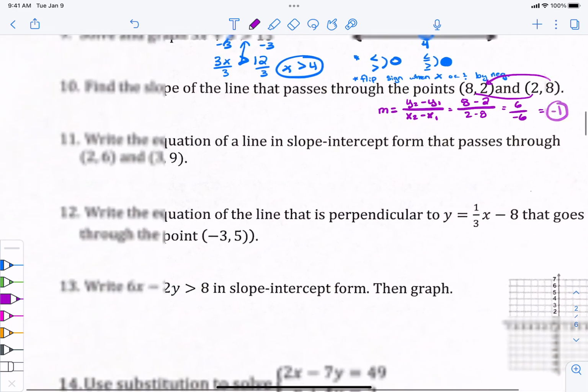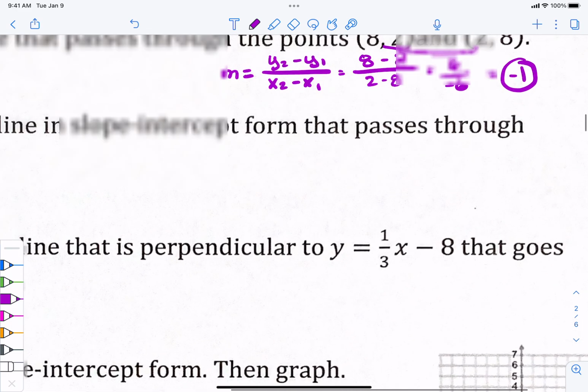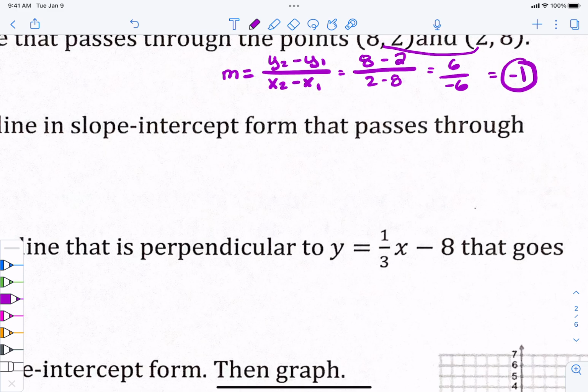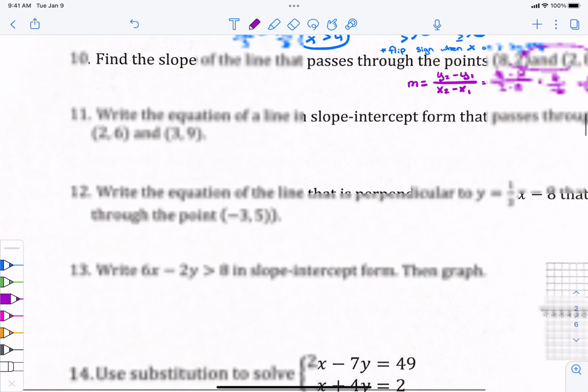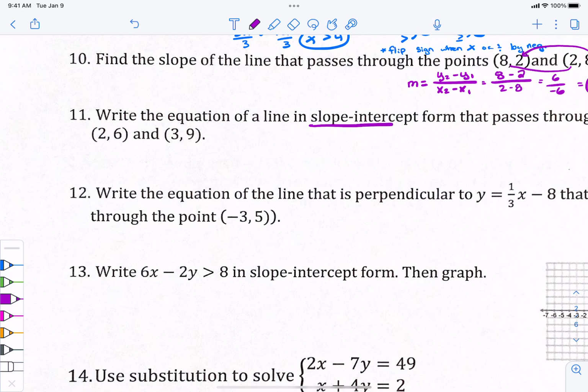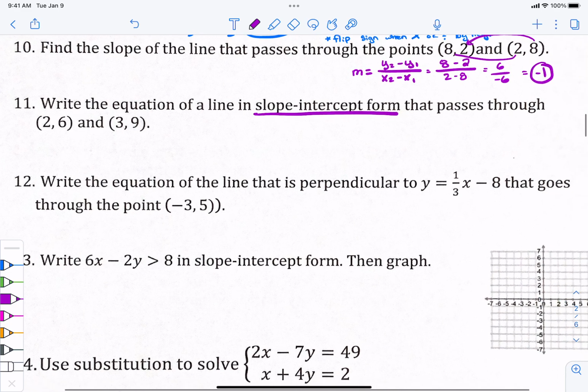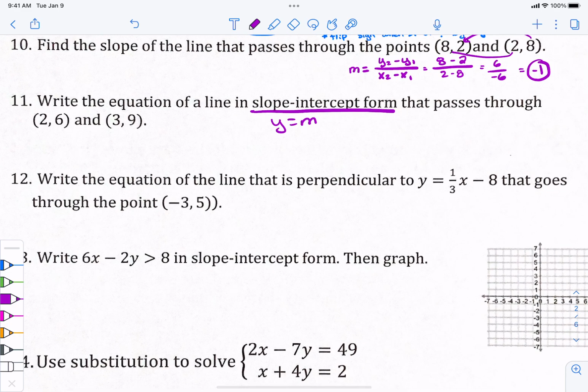All right. Okay, now we're going to do that same process again for this next one, but they want the entire equation of the line, right? In slope-intercept form. What's slope-intercept form, by the way? Y equals mx plus b.